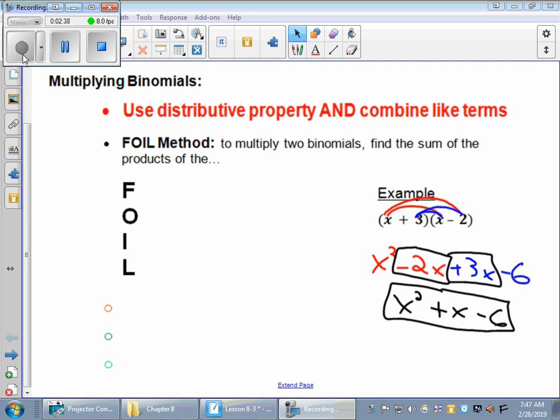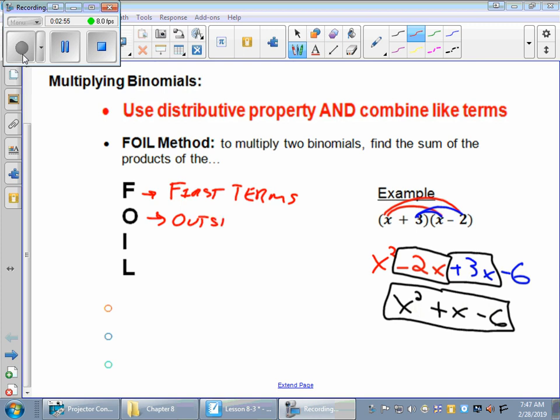And some people think it's a shortcut. You're kind of doing the same thing, but the F basically means the first term in both, I'll just say both terms, first terms in both groups. The O is going to stand for the outside terms. The I is going to stand for the inside terms. And the L is going to stand for the last terms in each group.